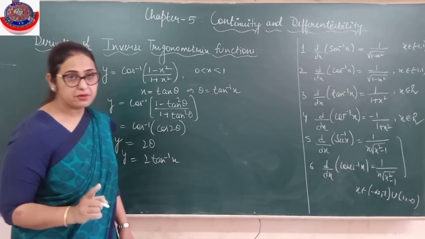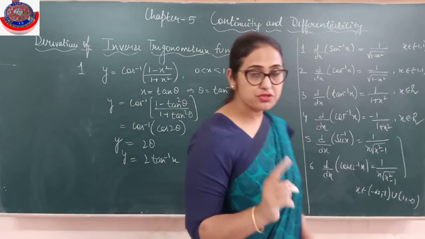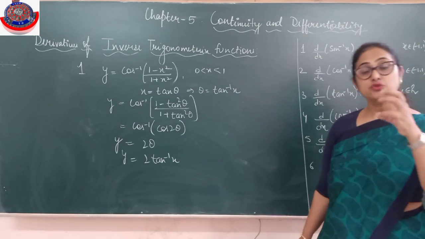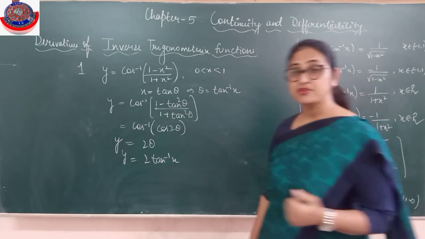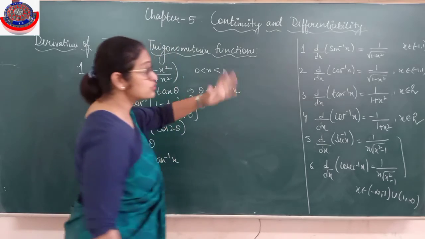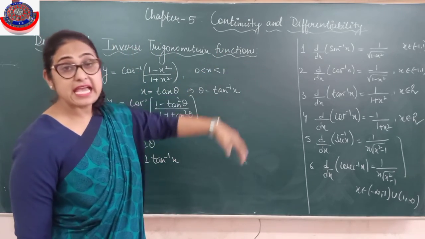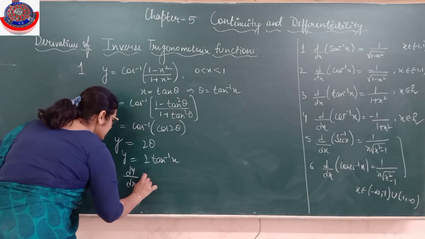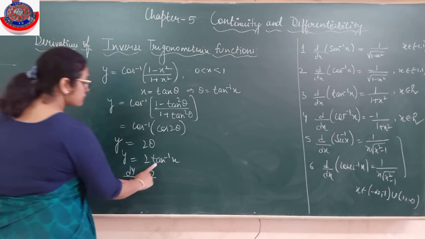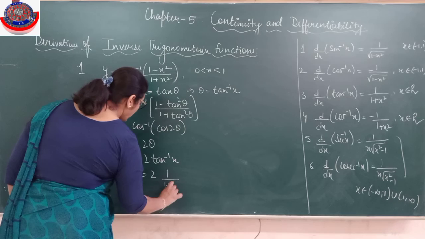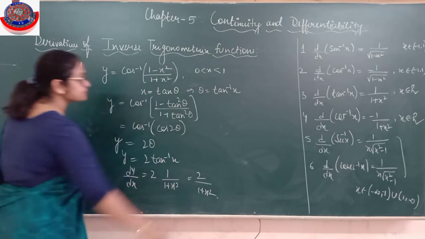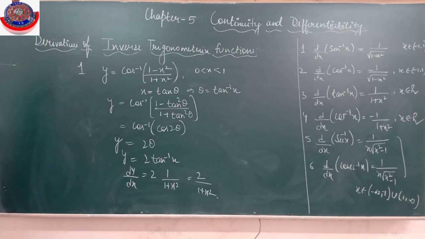So keep in mind, children, whenever you have inverse trigonometry for differentiation or integration, it's always better to simplify it, bring it to the smaller one and then differentiate. Otherwise the formulas all have under roots and so on, so it becomes a very lengthy calculation. Now I differentiate both sides with respect to x. 2 is a coefficient, remains as it is. The differentiation of tan inverse will be 1 upon 1 plus x square. So that's my answer. Is it clear to everyone?